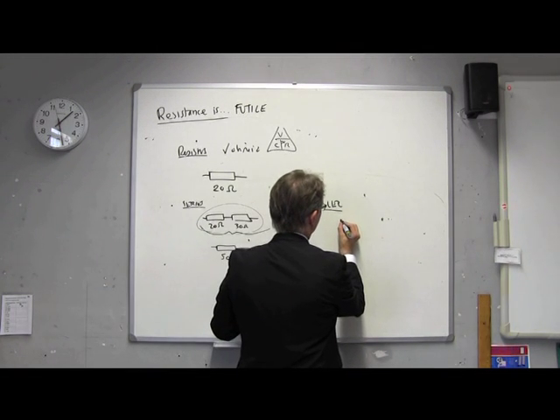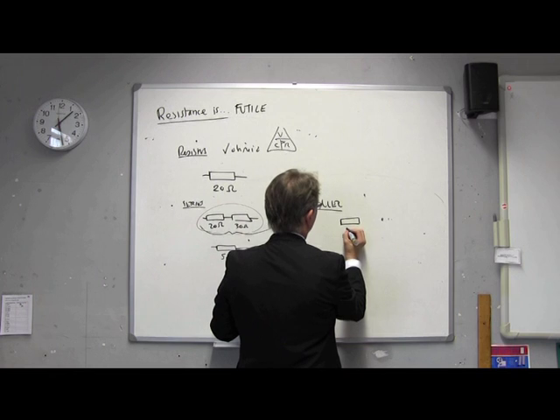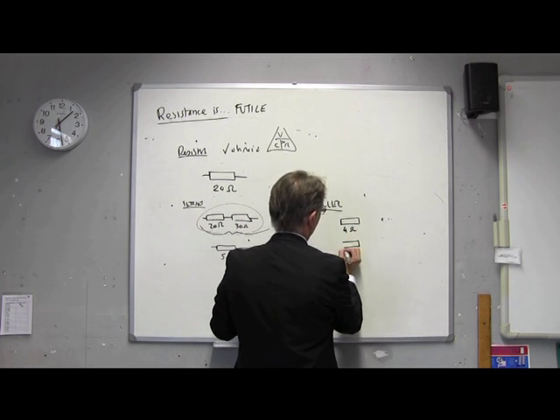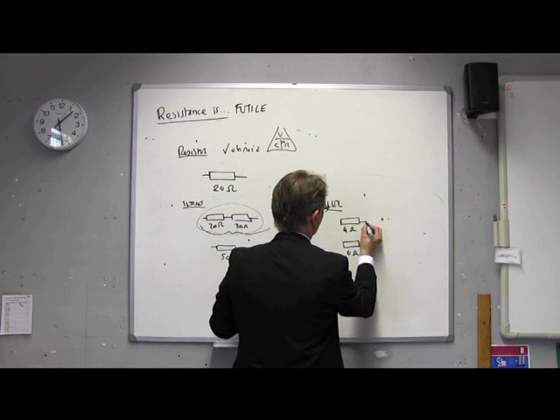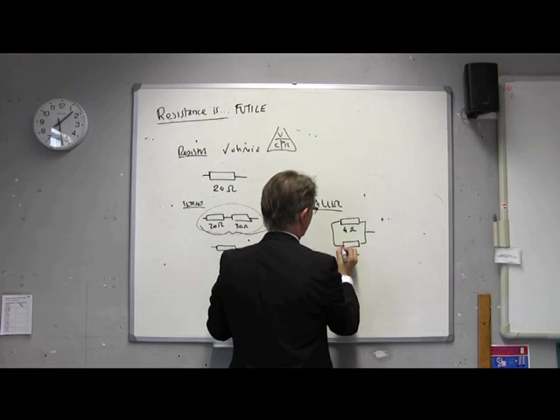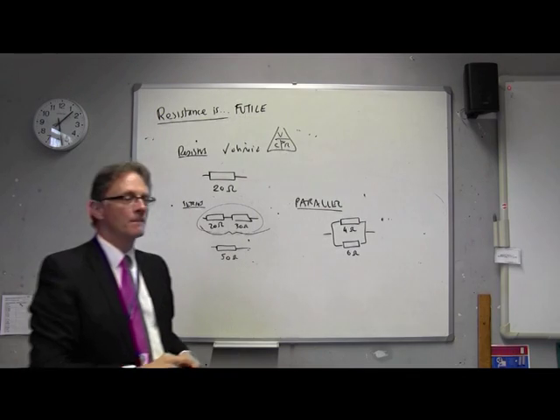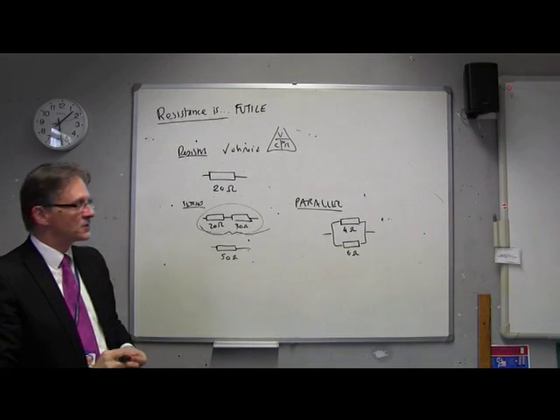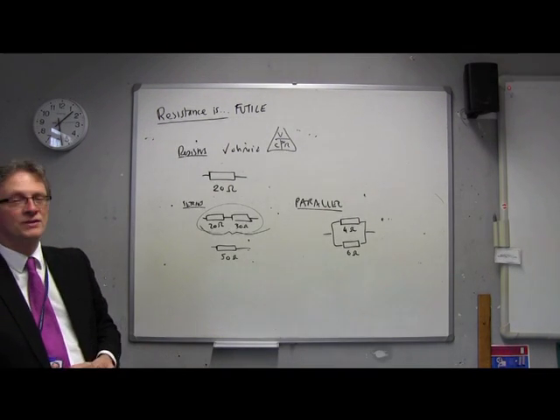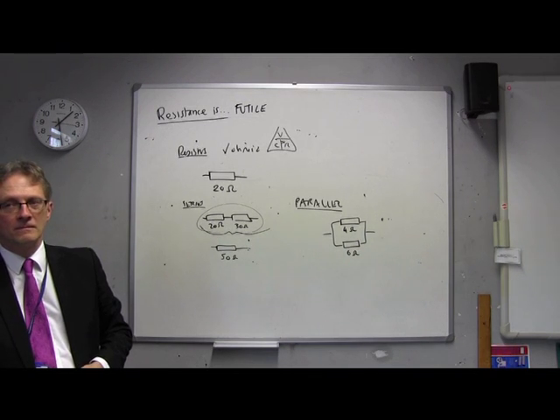So let's take something like, let's have a 4 ohm resistor and a 6 ohm. Just draw these 2 examples and then you've got it forever. Those 2. Now the first thing to notice about that is it will have a total resistance less than 4.